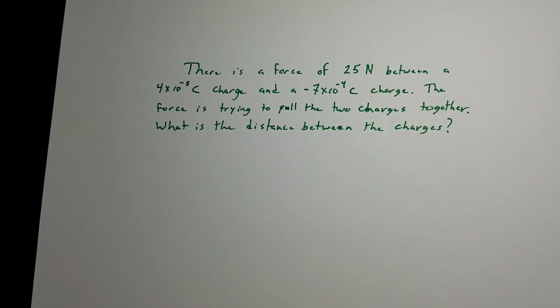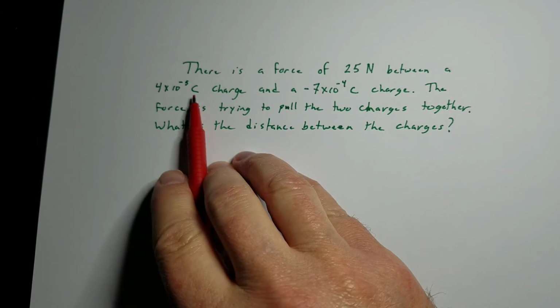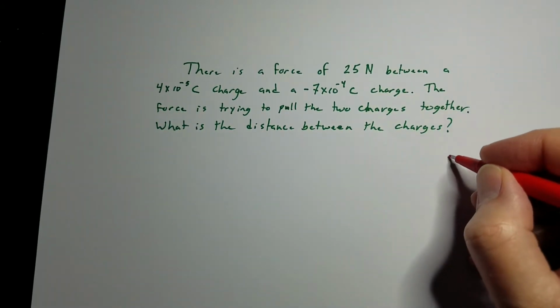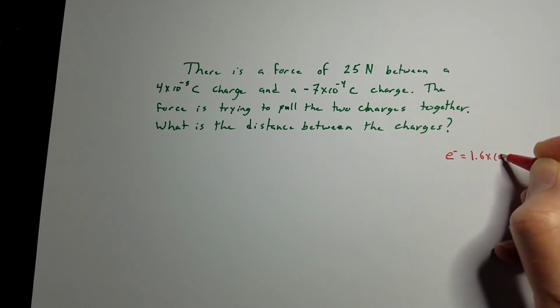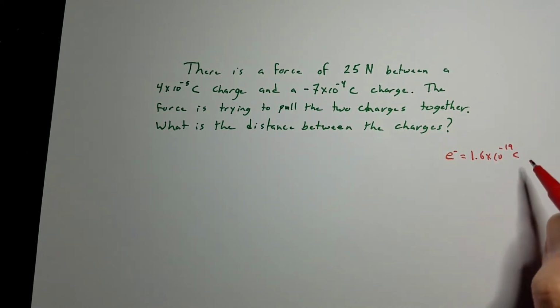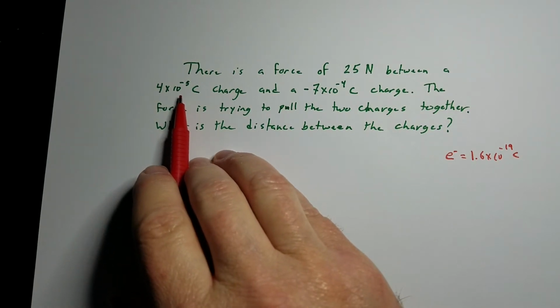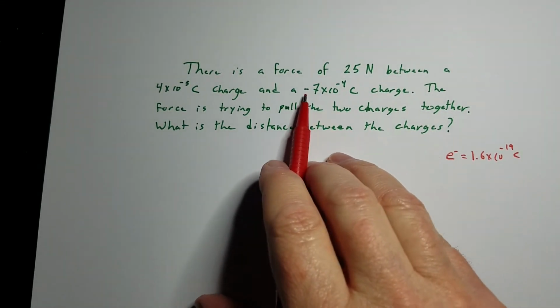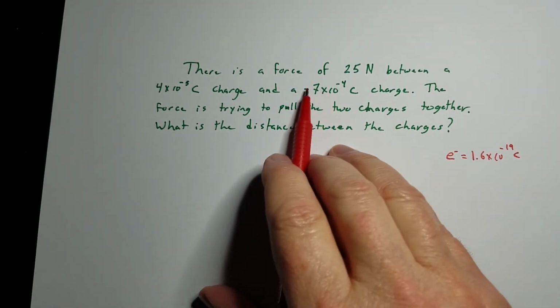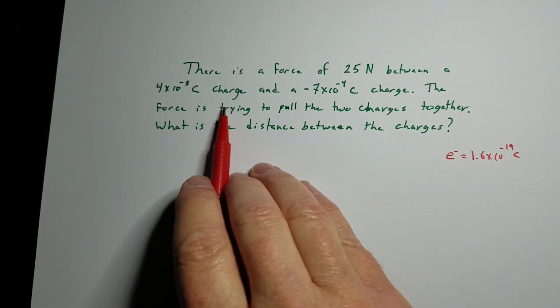All right, on this one we have a force of 25 newtons. One charge is 4 times 10 to the negative 5th coulombs. The charge of an electron, or a proton for that matter, is 1.6 times 10 to the minus 19 coulombs. So even though we're at negative 5, that's still a lot of extra, well, in this case, protons. And over here, electrons, because this is negative. So this has more electrons than protons. This one has more protons than electrons.